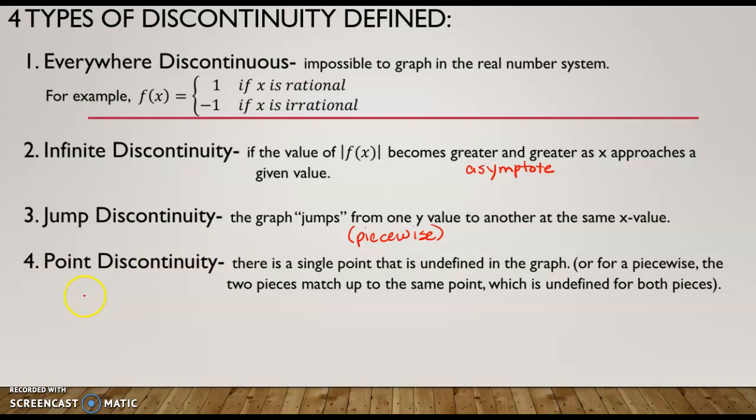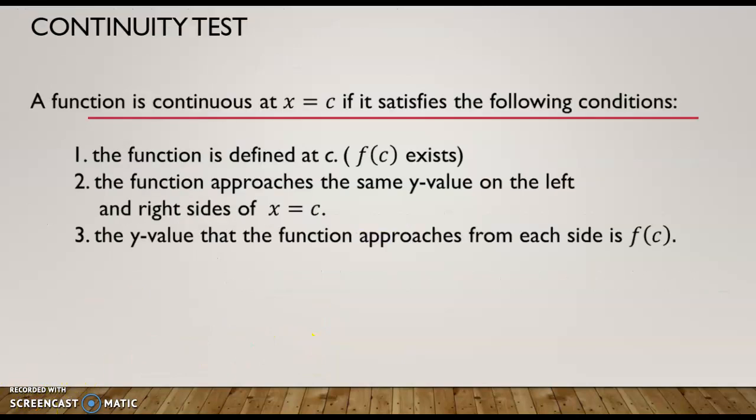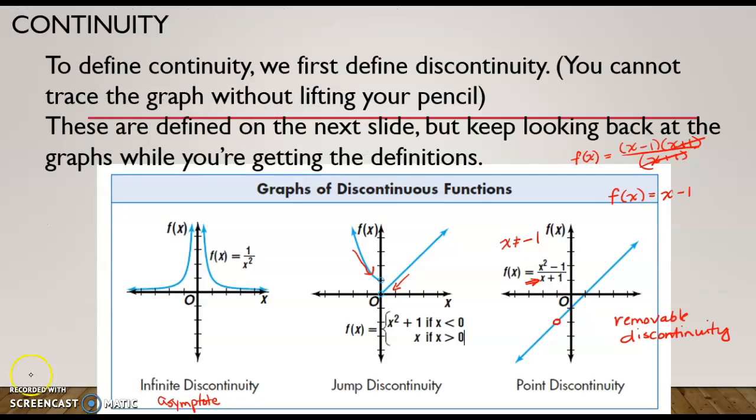Point discontinuity, also called a removable discontinuity. It's a single point that's undefined in the graph, or for piecewise, the two pieces match up to the same point, which is undefined for both pieces. Okay? What that means is they both would be graphed, but both of them would be undefined. All right. And that's what we had: infinite discontinuity, jump discontinuity, and point discontinuity.